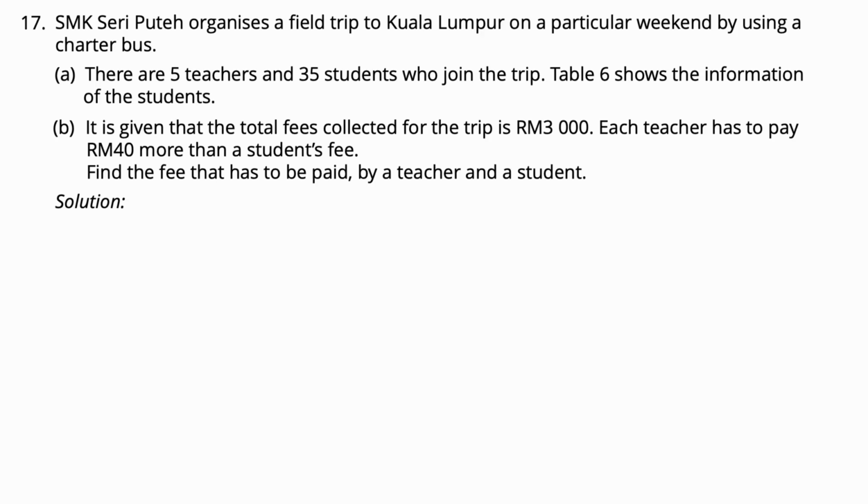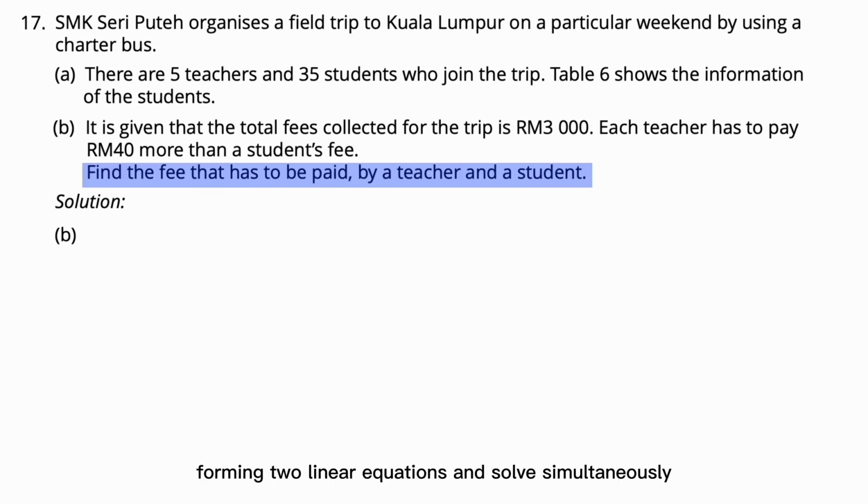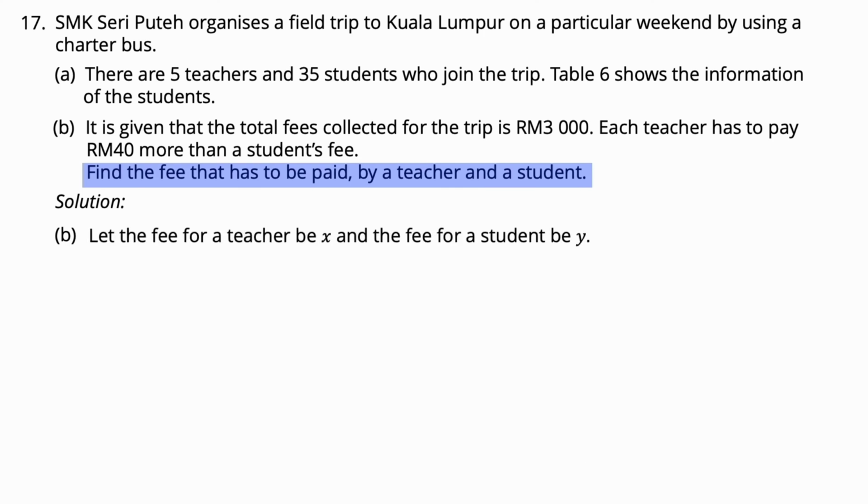Question 17b. It is given that the total fees collected for the trip is 3,000 ringgit Malaysia. Each teacher has to pay 40 ringgit Malaysia more than the student's fee. Find the fee that must be paid by a teacher and a student. From the data given, form 2 linear equations and solve simultaneously. Let the fee for a teacher be x and the fee for a student be y. Since each teacher has to pay 40 ringgit Malaysia more than the student fee, form an equation x equals y plus 40, equation number 1.